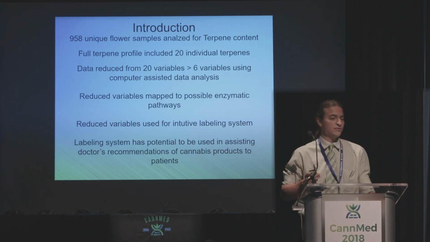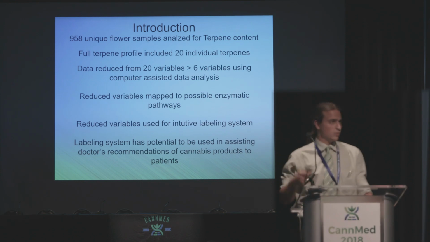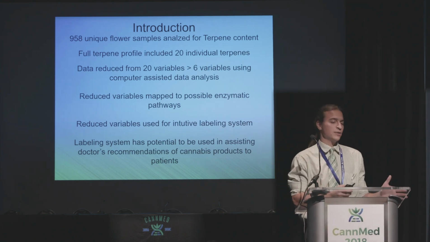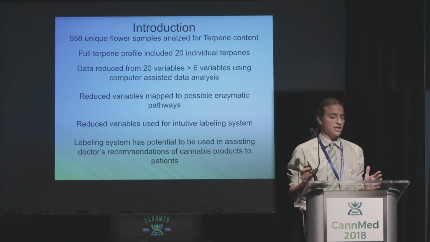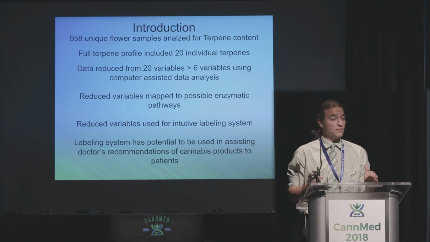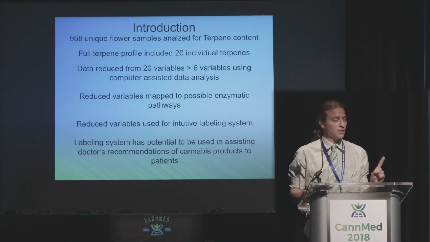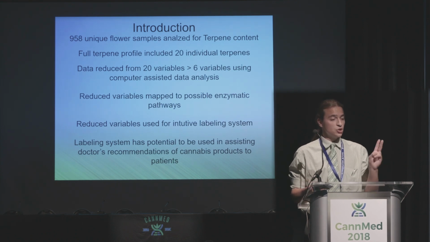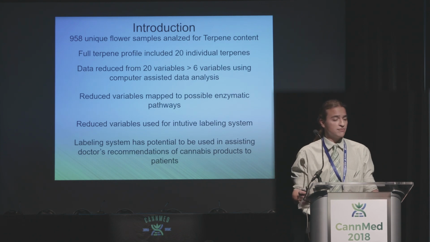There are 958 unique flower samples of cannabis that we analyzed for 20 terpenes with chemical analysis GCMS. The main idea is we took these 20 variables times about 1,000 strains and used computer-assisted algorithms to reduce it down to 6 variables. From there, we used those 6 variables for 2 things. One, we mapped it to possible enzyme pathways that explain the theory of biosynthesis of terpenes in cannabis. 2, we used them to create the DiscOmic labeling system of which this presentation is named after.